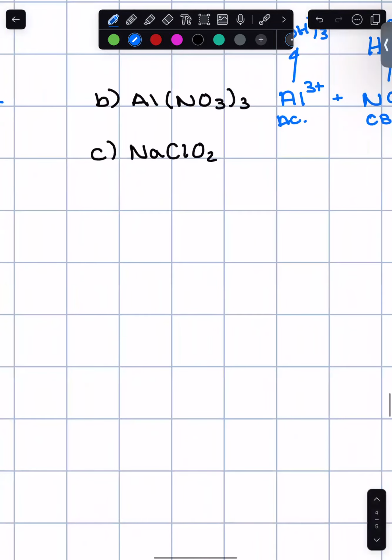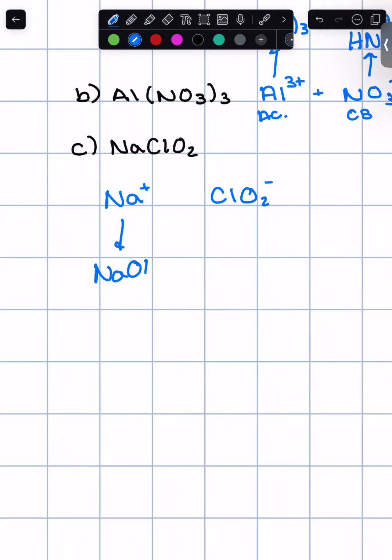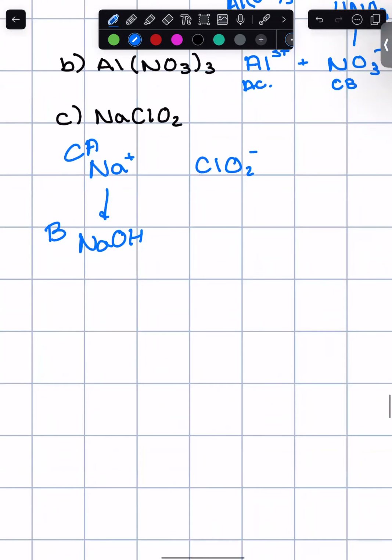For the last one, sodium chlorite. So that's going to produce a sodium cation and the chlorite anion. So this is from sodium hydroxide, because it's a cation, it's from a base. This is a conjugate acid. This is my base. I know it's a conjugate acid because it's positively charged. This is a strong base. So that means we have negligible acidity.